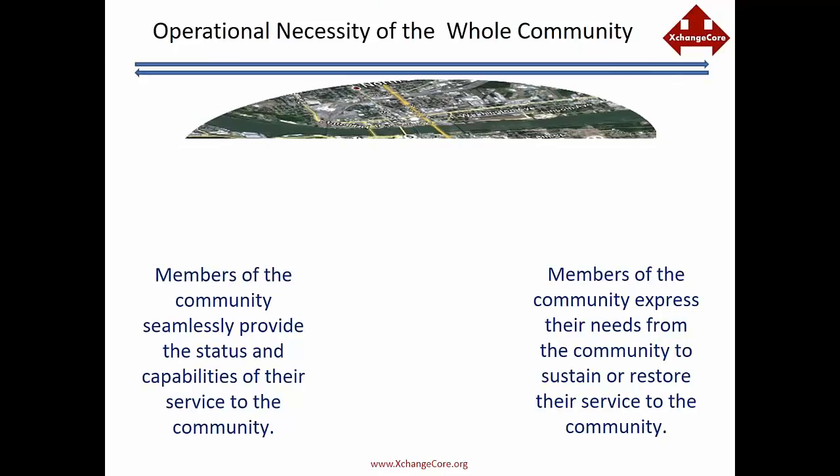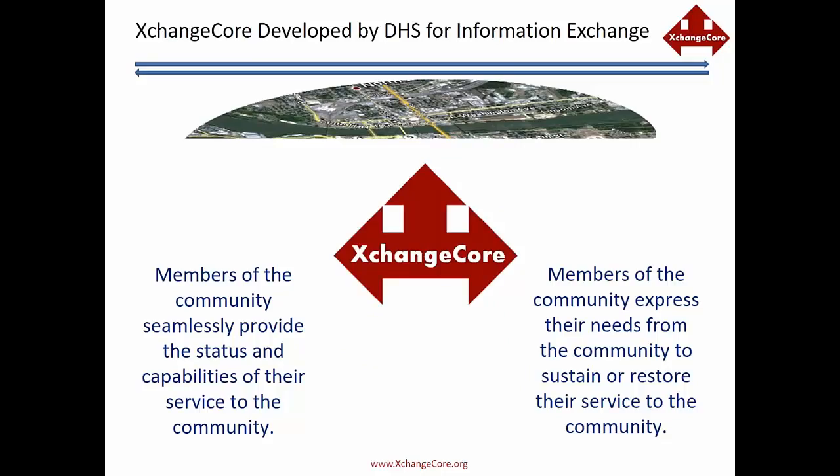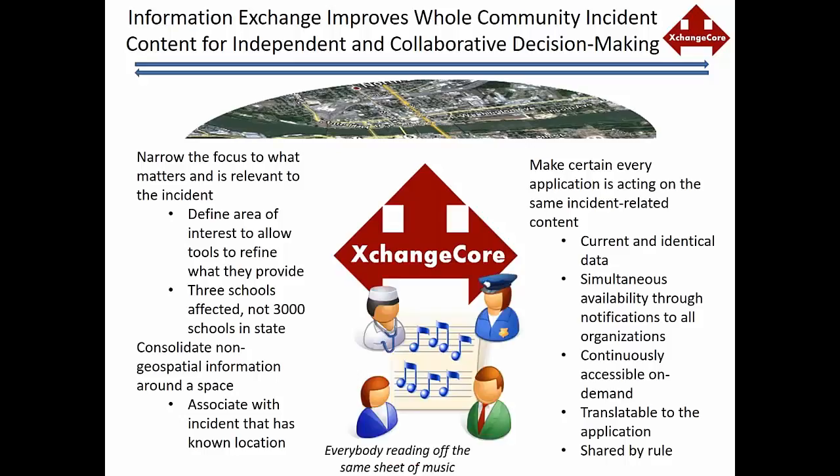Looks something like this. Members of the community share information with private sector organizations. That has to be transparently shared to all the government organizations, which is exactly what XchangeCore was built for. Be able to provide simultaneous information, continuously accessible, and make certain that somebody isn't saying, gee, I have information about schools. Here are 3,000 of them. I want to know the 3 schools that are affected by that particular emergency. So everybody is reading off of the same sheet of music.